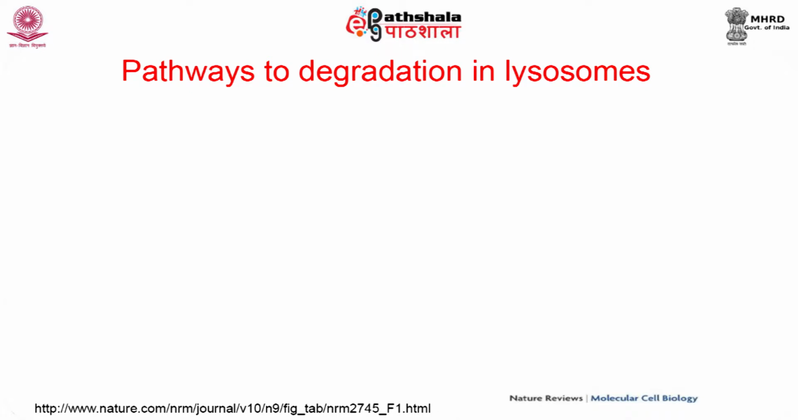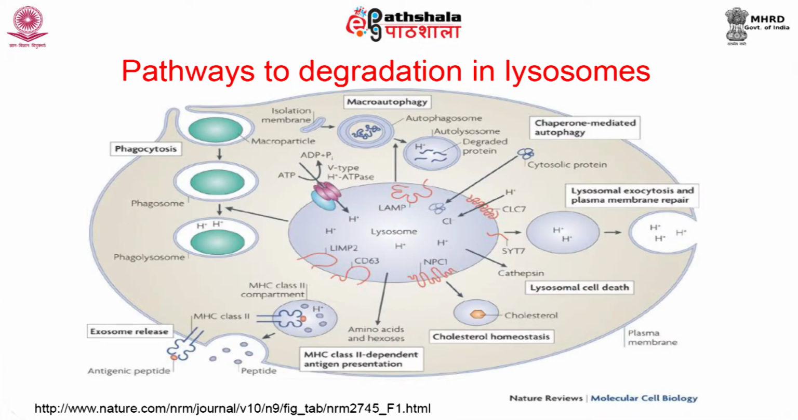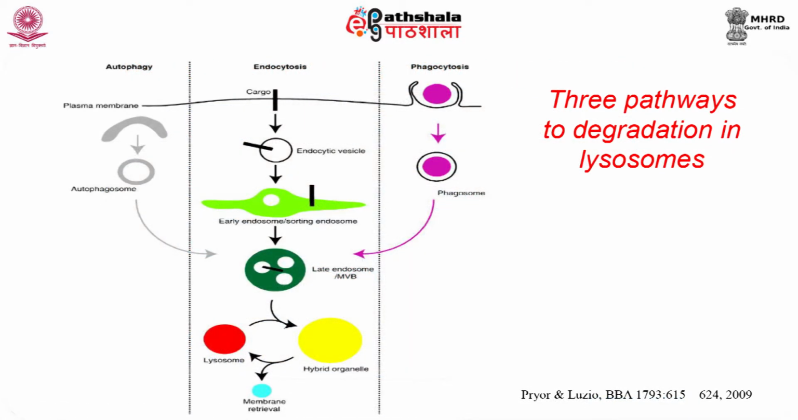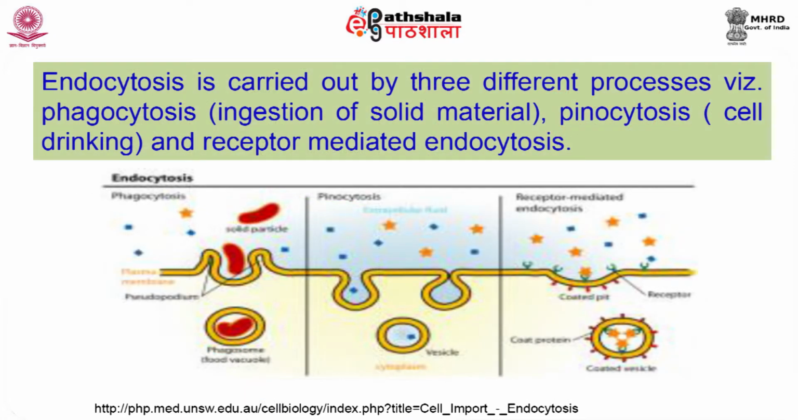Now, let us see how material is brought in the lysosomes for degradation. The figure shows many different pathways for obtaining materials into lysosomes. Out of these, 3 routes are primarily used by many cells for obtaining materials in lysosomes. These routes are endocytosis, phagocytosis, and autophagy. First, let us discuss about endocytosis.